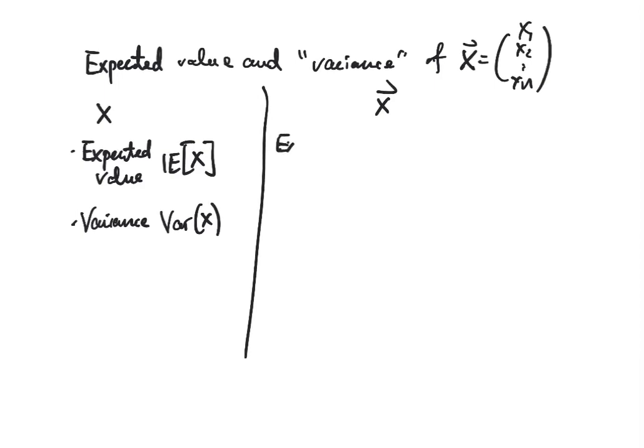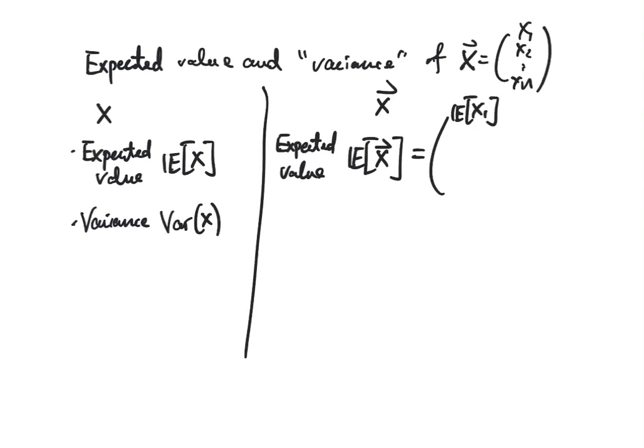So if you want to get the expected value, you can define the expected value of a vector of random variables to be equal to the vector of expected values of the individual random variables. Meaning that you just take the expected value of each of these random variables. So this is a fair way to define the expected value.